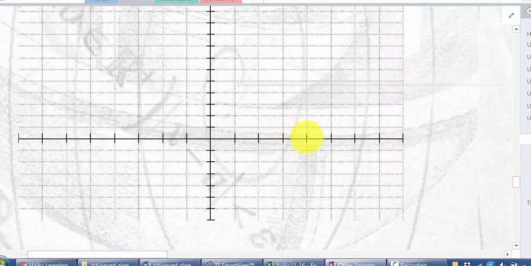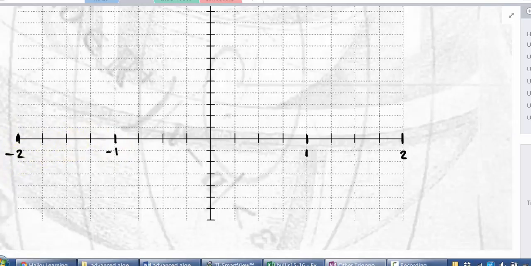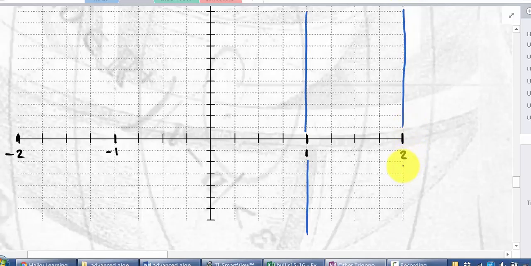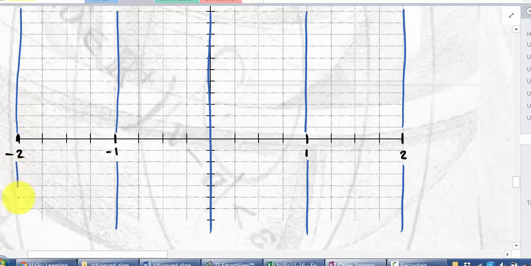So 1 is going to be right here. That's 1. 1, 2, 3, 4. That's 2. 1, 2, 3, 4. Right here. 1, 2, 3, 4. Okay, and I do have a vertical asymptote every integer. So here's a vertical asymptote right here. Here's another one right there. The y-axis is a vertical asymptote. Here we go.